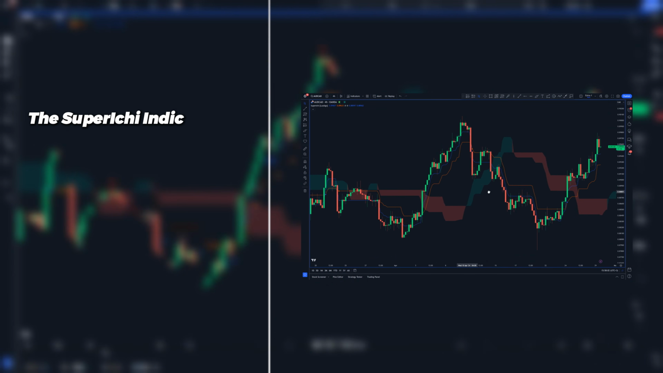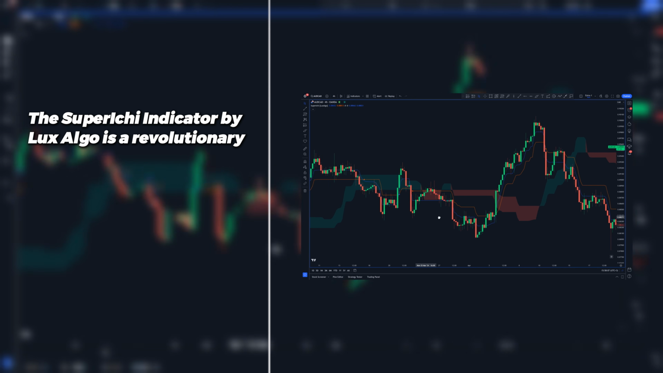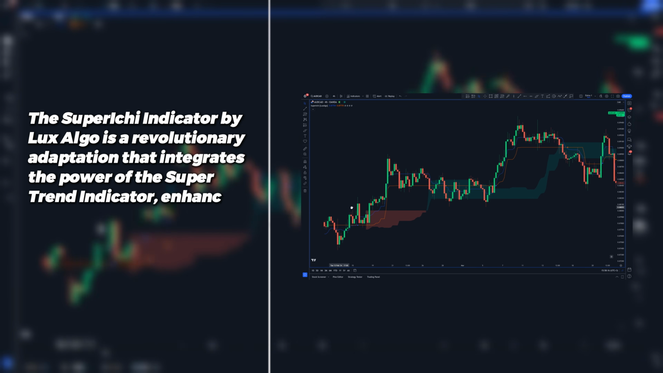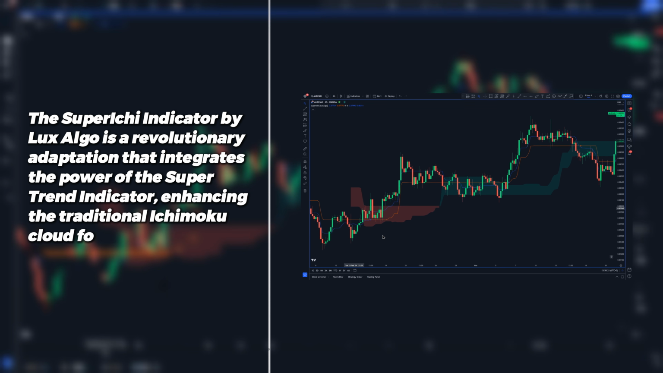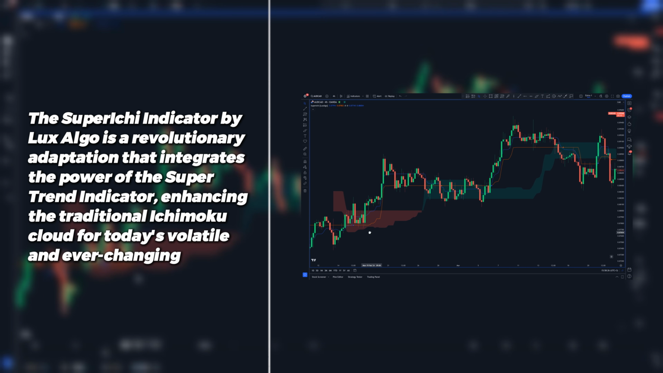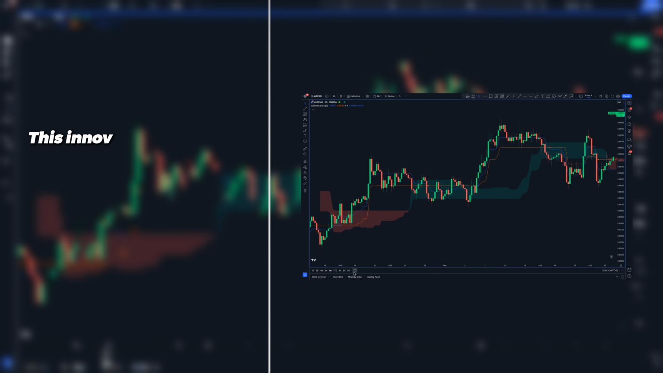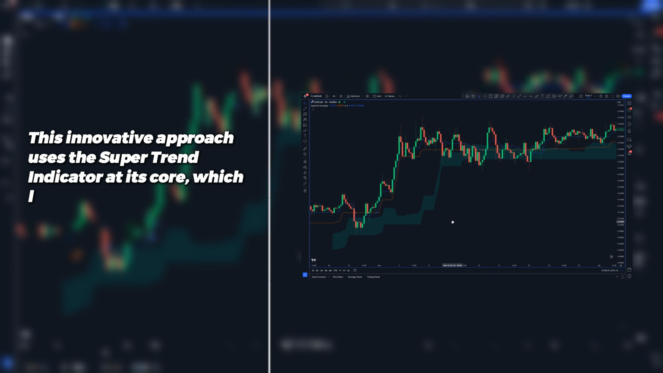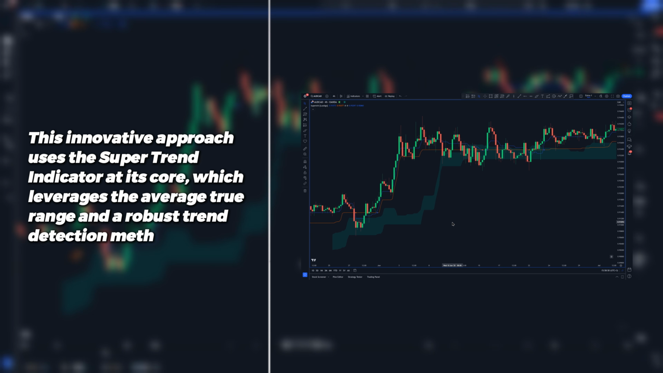Now, the Super Ichi indicator by Lux Algo is a revolutionary adaptation that integrates the power of the super trend indicator, enhancing the traditional Ichimoku Cloud for today's volatile and ever-changing markets. This innovative approach uses the super trend indicator at its core, which leverages the average true range, the ATR, and a robust trend detection method.